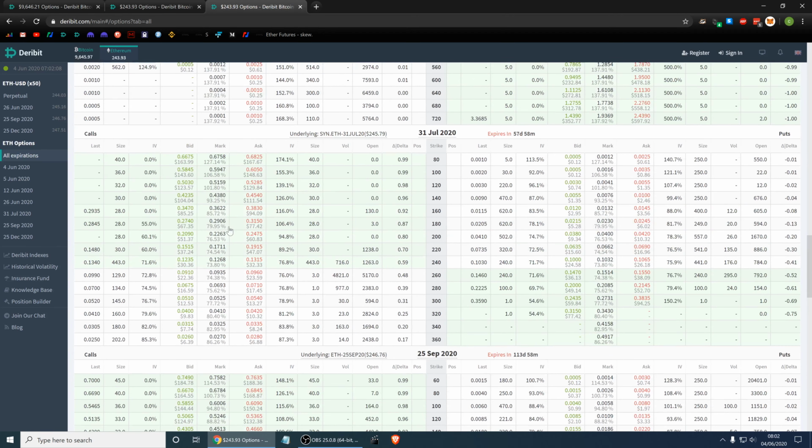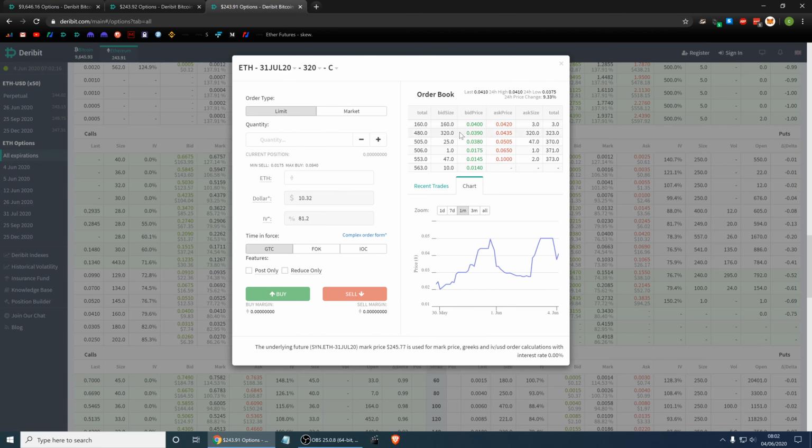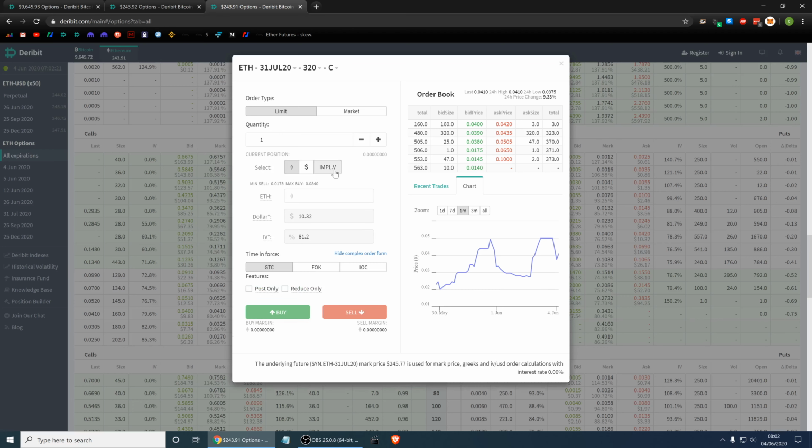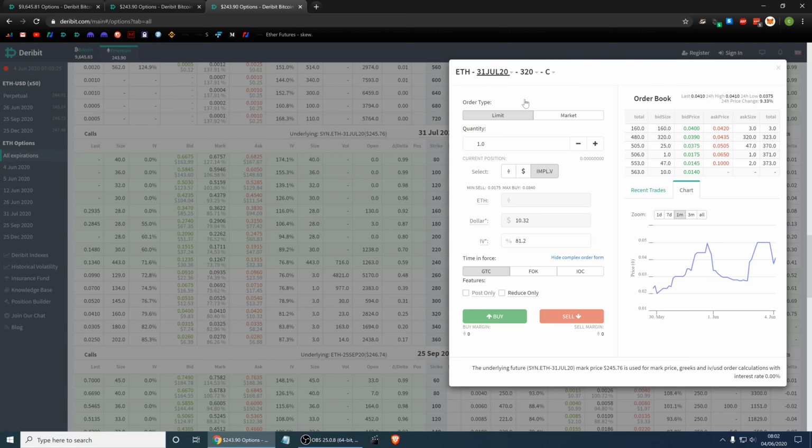However, the way to go around this is to submit an order on the option with the complex form. So you press complex order form and you can just press implied volatility. Now these should move around. So we're looking at 31st of July 320 strike option, and this option has a mark price implied volatility of 80.4%.